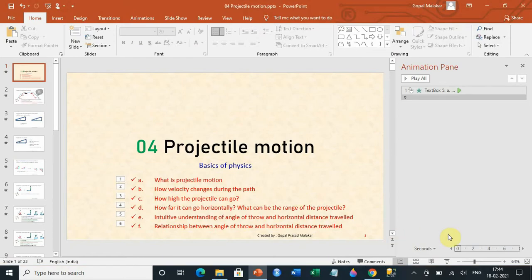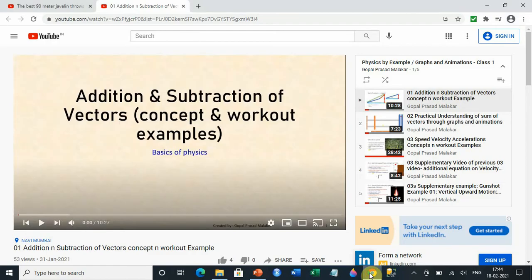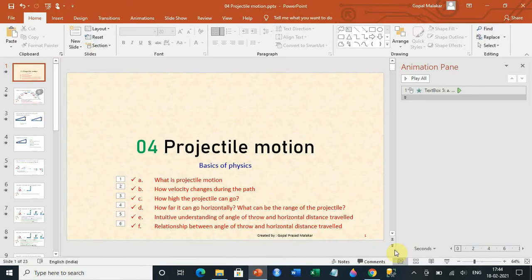What you need to understand, all these are actually very much the part of this playlist, physics by example, graph and animation for class 11. And I'm going to put this after this particular stuff. If you are reading in sequence, you'll find it easy and more interesting. However, in this video also I'll cover the majority of the things so that you can relate to the concepts. So now let's get going.